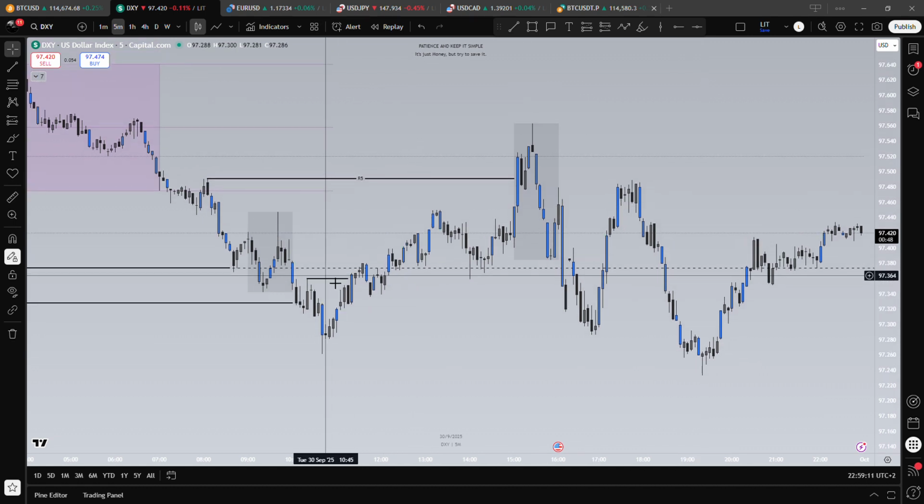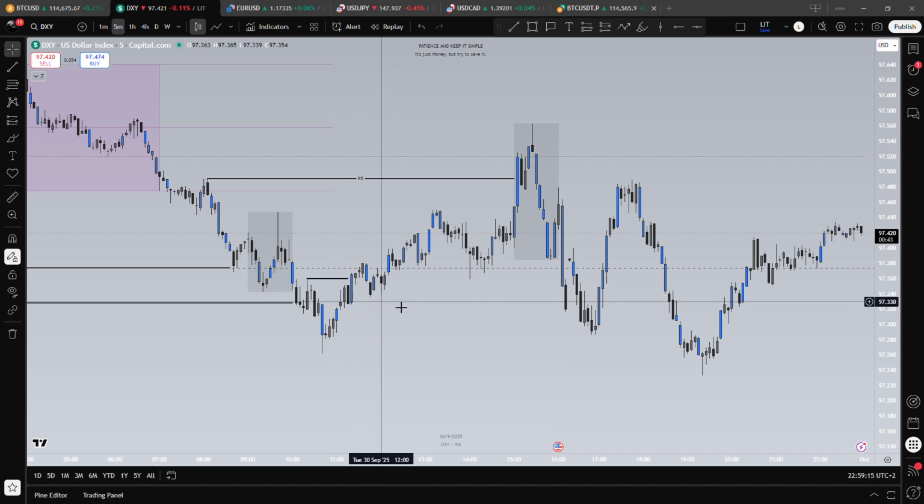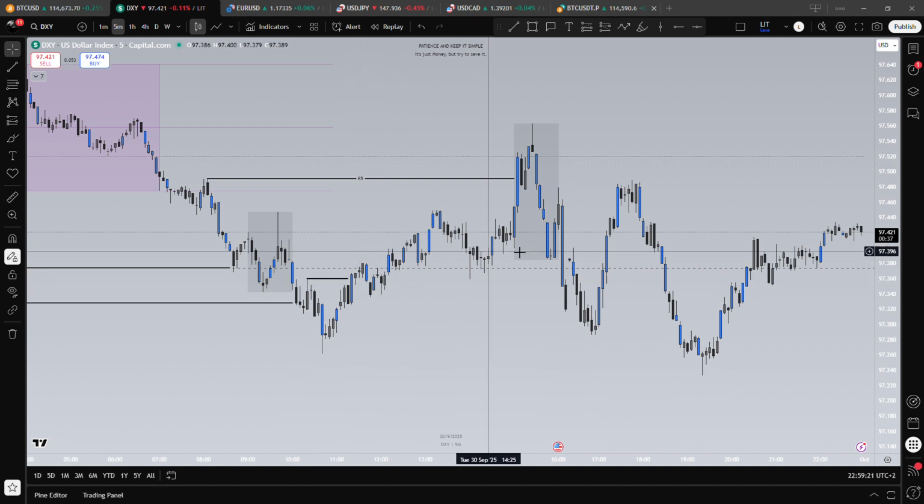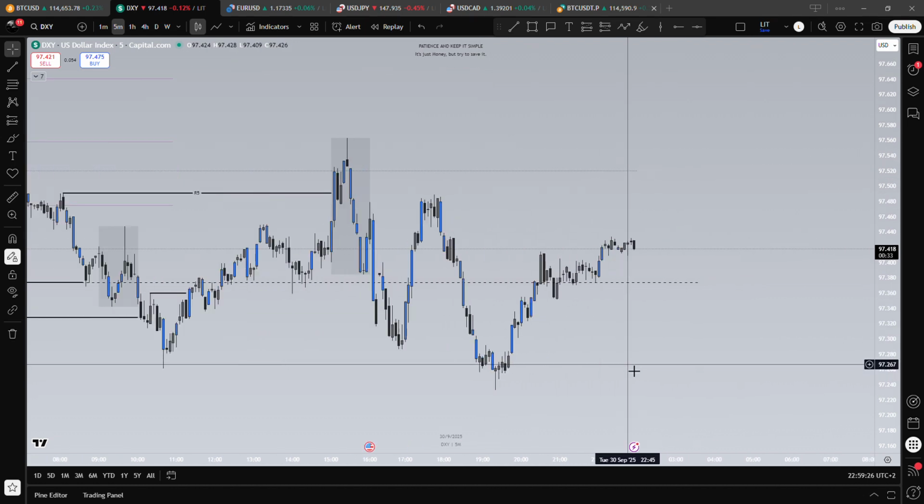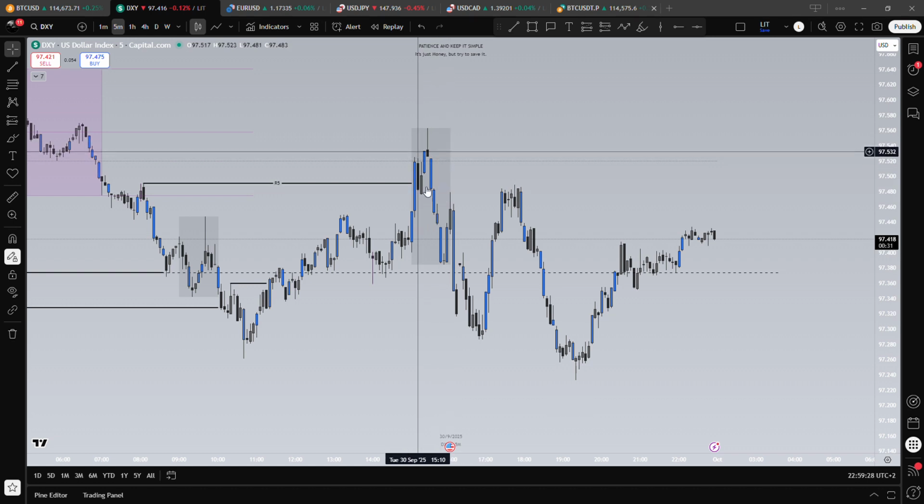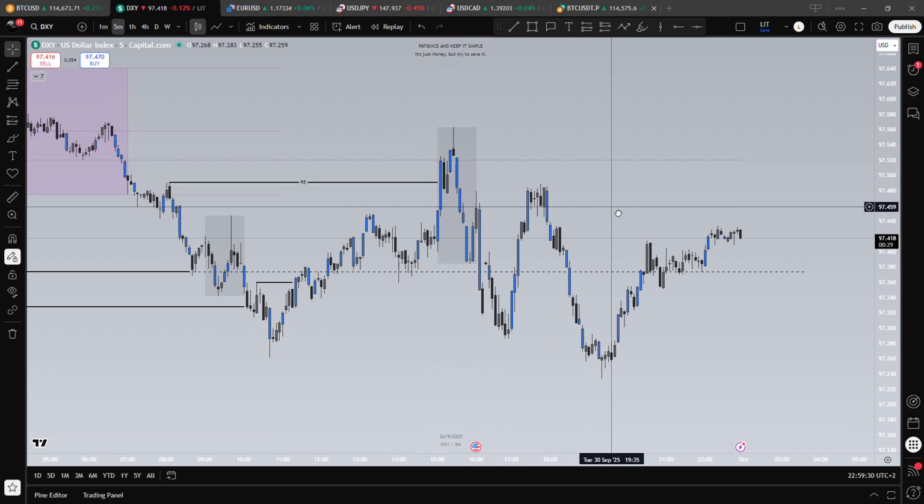And then we broke a structure to the upside and mitigated this. So I really would have expected this to be taken, probably, okay? But in this case it didn't do that. It took the round liquidity on M5 and continued to the downside. So yeah, this was pretty interesting today for a bias.